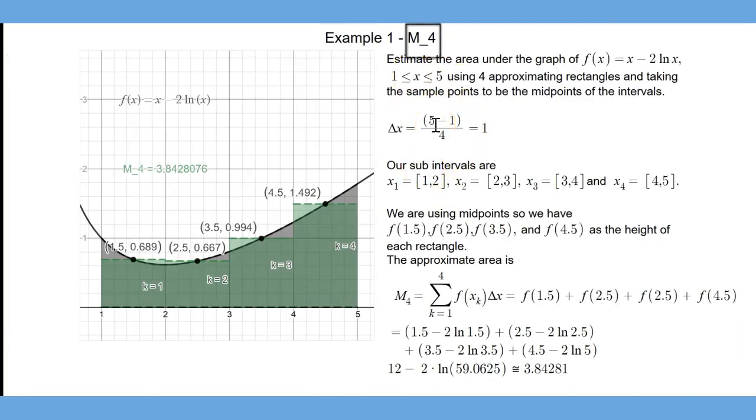Here, we're being asked to find this, but instead use the midpoints, not the right endpoint of an interval, but the midpoints of the intervals. So again, we're using 4 rectangles. We chop up our interval into 4 pieces of delta x equals 1. Our intervals are the same, but our sample points that we're going to use to find the height of the rectangles are now different. So the midpoint of the first subinterval is 1.5, the midpoint of the next is 2.5, etc. So these are going to be our heights. Summing those 4 heights up, I get approximately 3.84281.